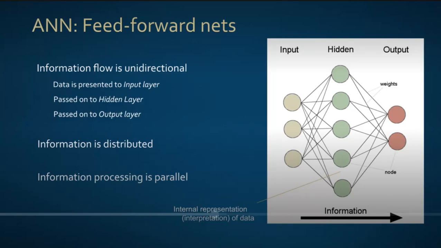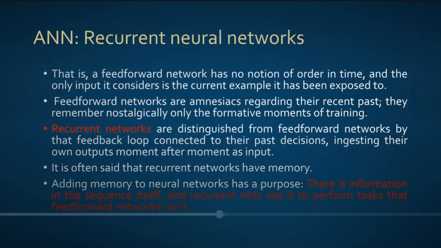The information is distributed, and the processing is too. Now, the fundamental problem with feed-forward networks is that they don't have any notion of time. So they only consider the current example that they have been exposed to. So they're kind of nostalgic regarding their past. Now, here come the recurrent networks. And the difference is they do have a feedback loop, which gives them a connection to their past decisions.